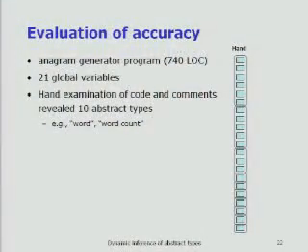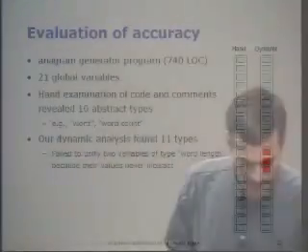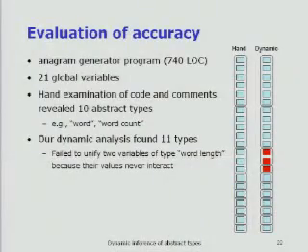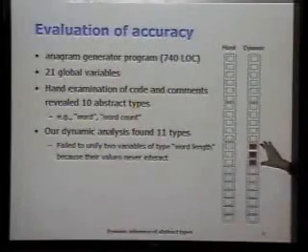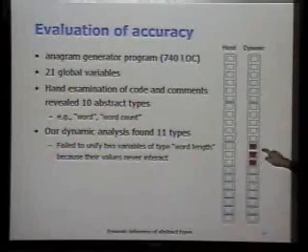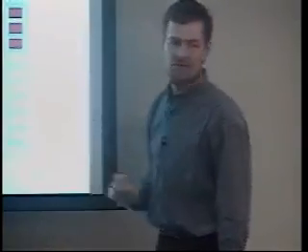The hand examination of the code and the comments revealed that there are really 10 abstract types. Examples of these are an abstract type for word, which is really pointer to characters containing word, and an abstract type for word count. Then we ran our system, and our dynamic analysis found 11 types, not 10. It got many of them right, but the abstract type for word length was split into two by our dynamic analysis. The reason was that two variables of that type never actually interacted in the program.